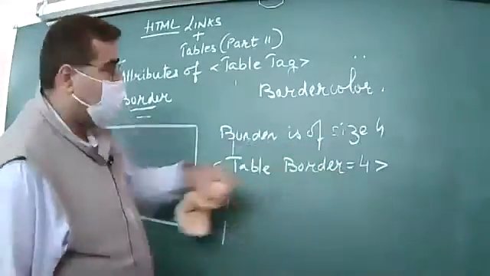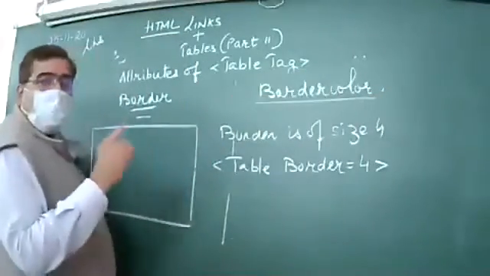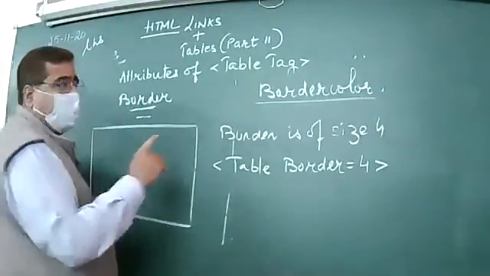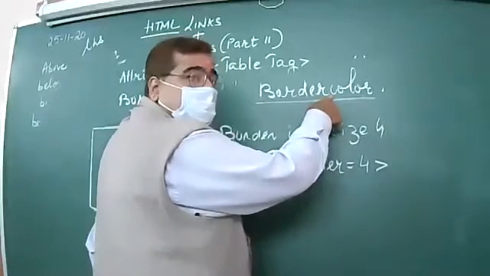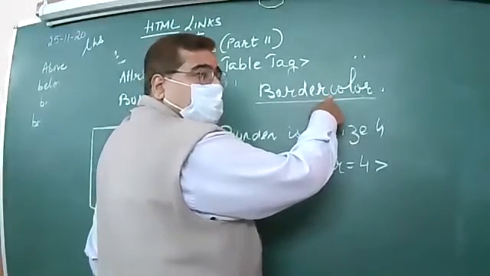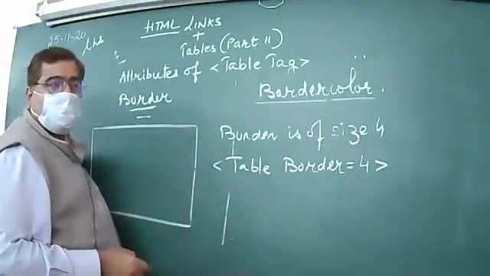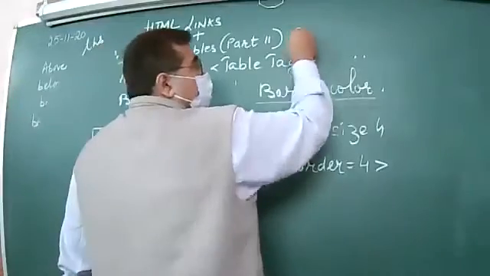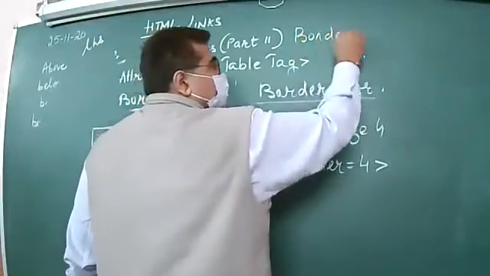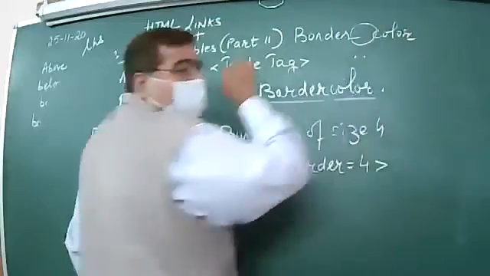Clear? Now comes border color. Here what mistake you all are committing? Attribute doesn't encounter the space. There is no such attribute in HTML where you provide the space. What you are writing instead of this word, your attribute is like this. Why this space is coming over here?